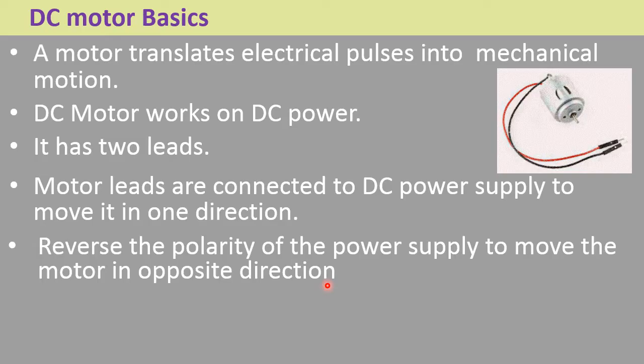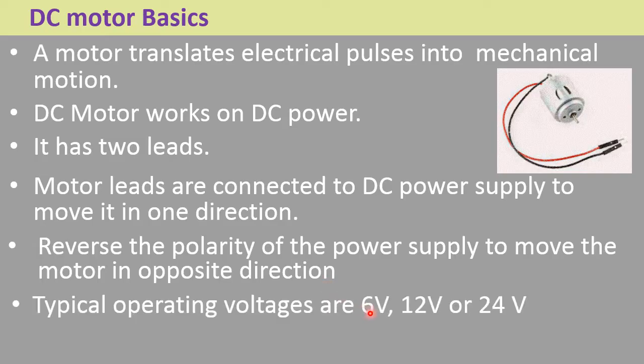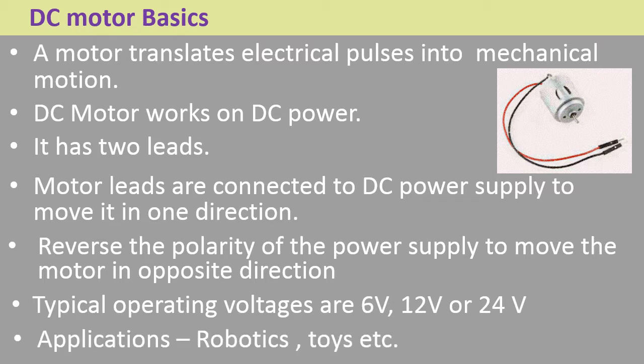DC motors are available in various operating voltages. Typical operating voltages are 6 volt, 12 volt or 24 volt. By varying the supply voltage, speed of DC motor can be changed. Robotics is one of the popular areas where DC motors are used. Small DC motors are used in toys and remote control cars, while large DC motors are used in electric vehicles and elevators.